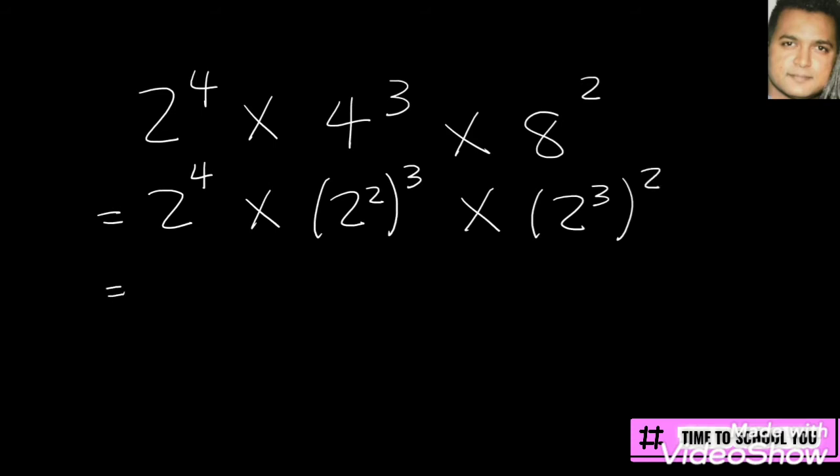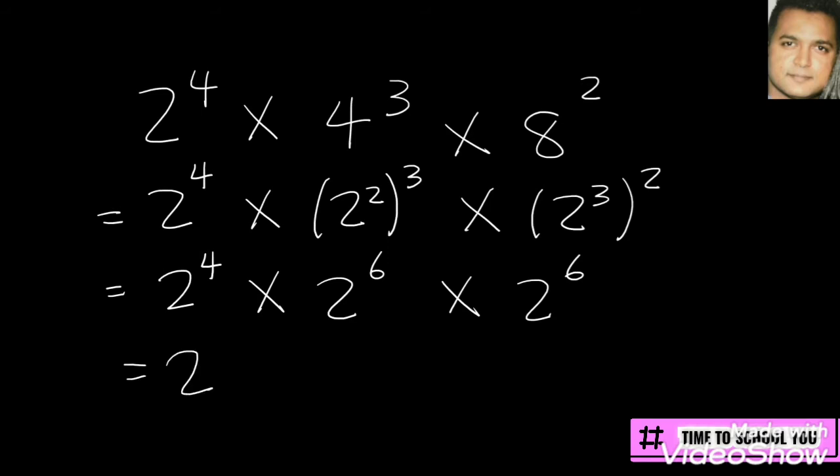Now we notice that we need to multiply the powers, raise the powers. So we have 2 times 3 is 6, and 3 times 2 is 6. Now we notice that the bases are the same, they're being multiplied, so we end up with 2 to the power 4 plus 6 plus 6, which is 16.